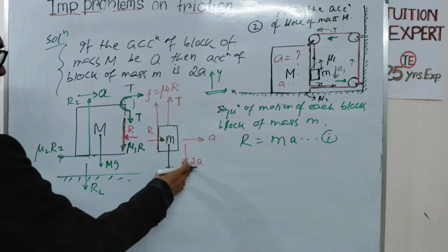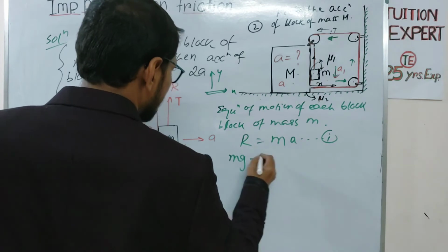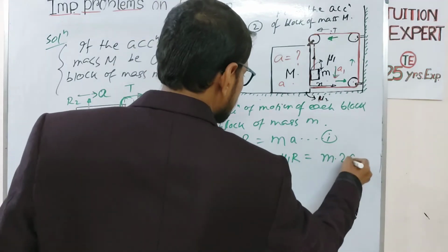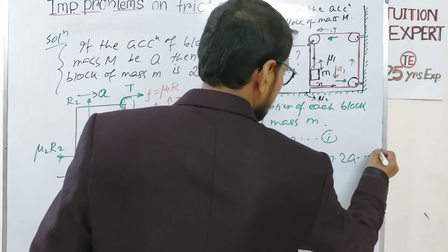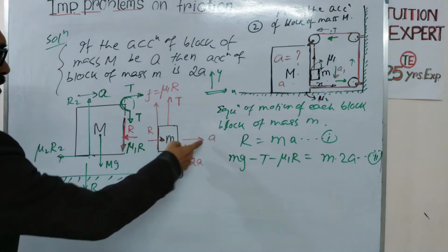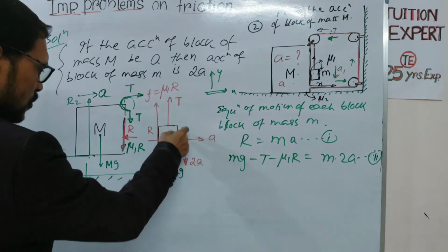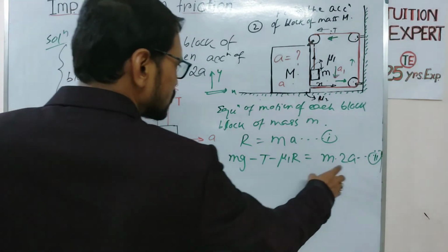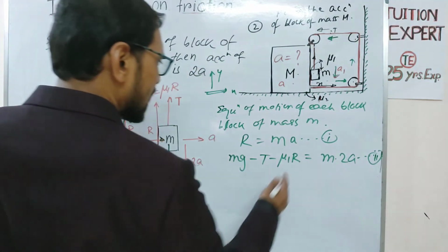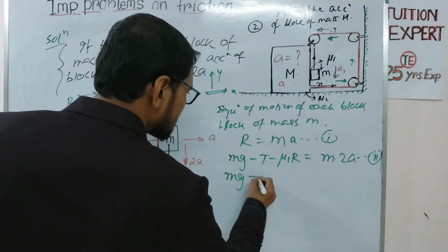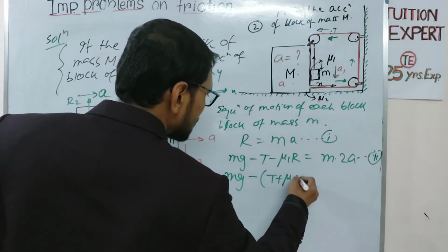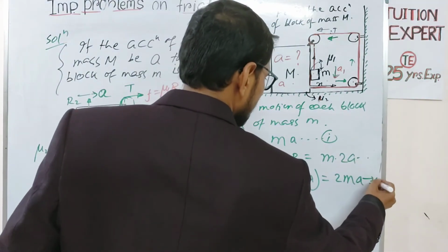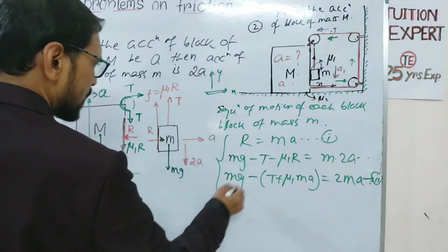And in this direction the acceleration is 2a, so the force mg and the opposite force T minus mu1 into R equals mass into acceleration. So this is equation 2. First R equals m into a, and in this direction this block also moves with acceleration 2a, so mg minus T plus mu1 R equals m into 2a. So this is equation 2. For the block of mass m we write this equation.